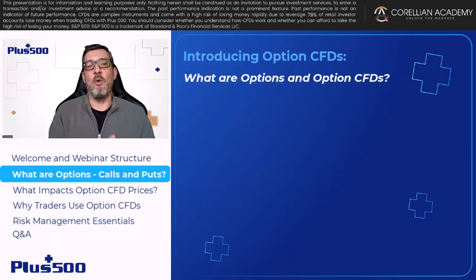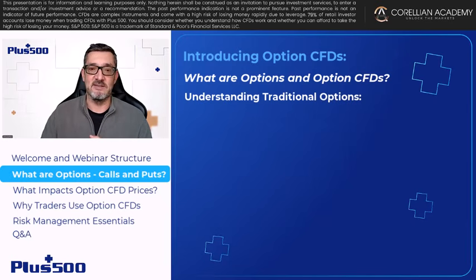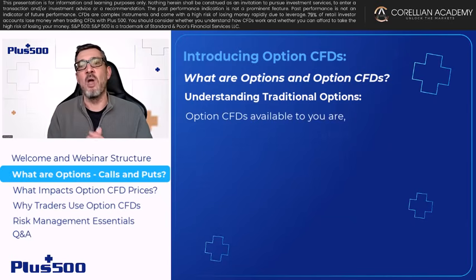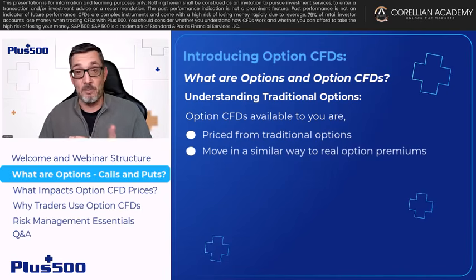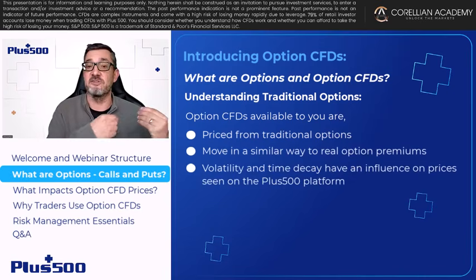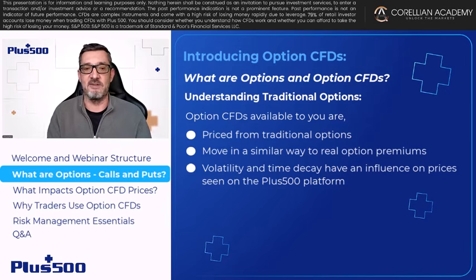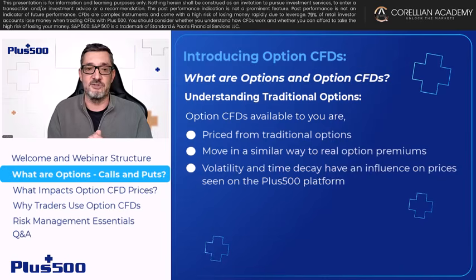Now, before we look at how option CFDs work on the Plus500 platform, it helps to understand the basics of traditional options. That's because the option CFDs that you have available to you are priced from these traditional options. They move in a similar way to real option premiums, and the same forces such as volatility and time decay also affect the price of option CFDs. Ultimately, knowing these basics makes it much easier to understand why an option CFD moves the way it does. So let's quickly cover the core ideas behind traditional options.